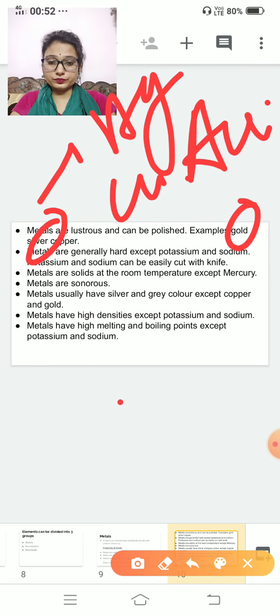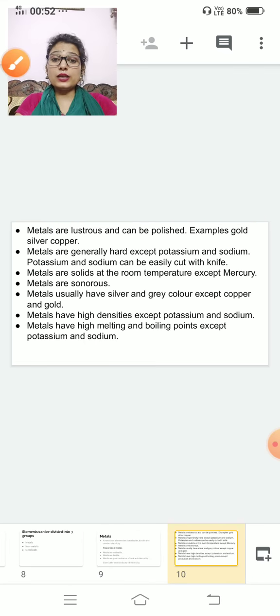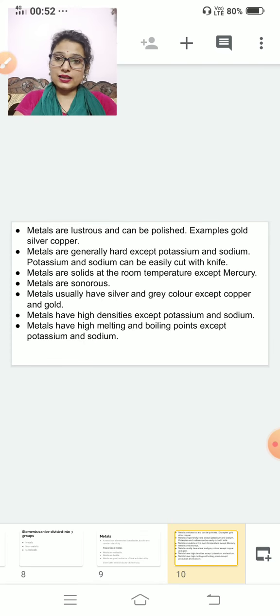Now, metals are generally hard, except potassium and sodium. Clear? Metals are generally hard. Iron is hard? Yes, it is metal. Copper, hard. All metals are hard except potassium and sodium. Potassium and sodium are not hard and they can be cut easily with the knife.